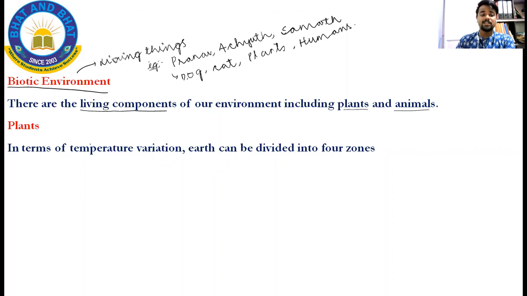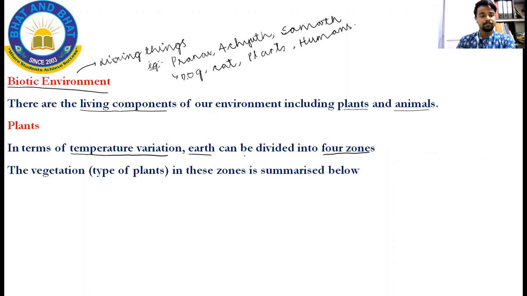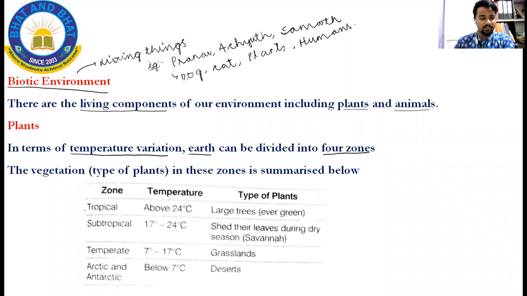So now if I'm talking about plants, in terms of temperature variation, Earth can be divided into 4 zones. Based on what? Based on the temperature variation, Earth can be divided into how many zones? 4 zones. What are those 4 zones? Please remember, based on the temperature. All of you please reply. Earth can be divided into how many zones? Say yes or no, everyone. Very good.